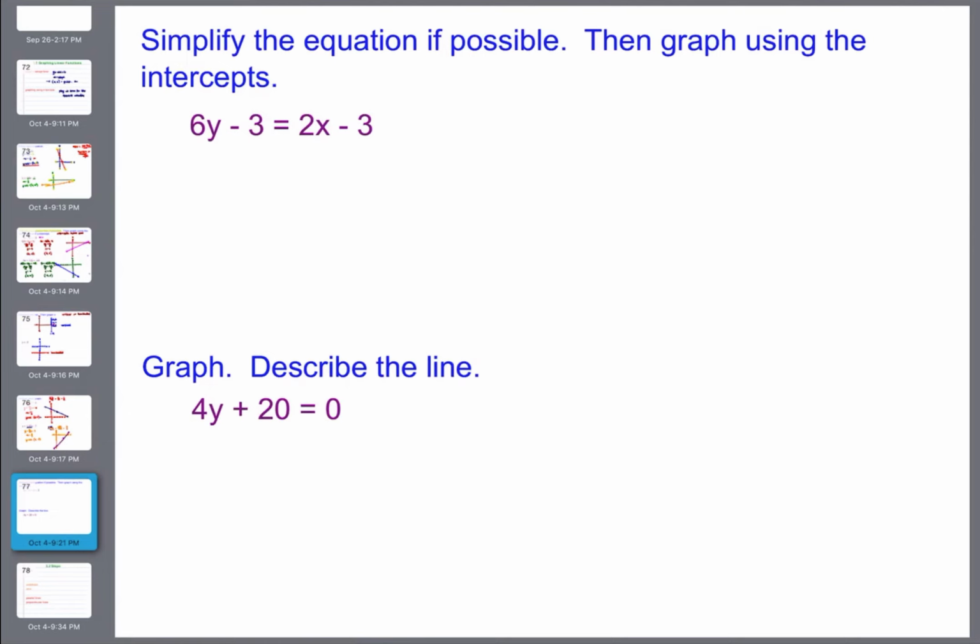So for intercepts, all we want to do is get it looking like it did before, which is where I had the x's and y's together. So if I do so, I can add 3 and add 3. All right, so that gives me 6y equals 2x. When I look at this, that definitely looks different, and that's because it doesn't have that third term. So there's really some different ways that you can approach this.